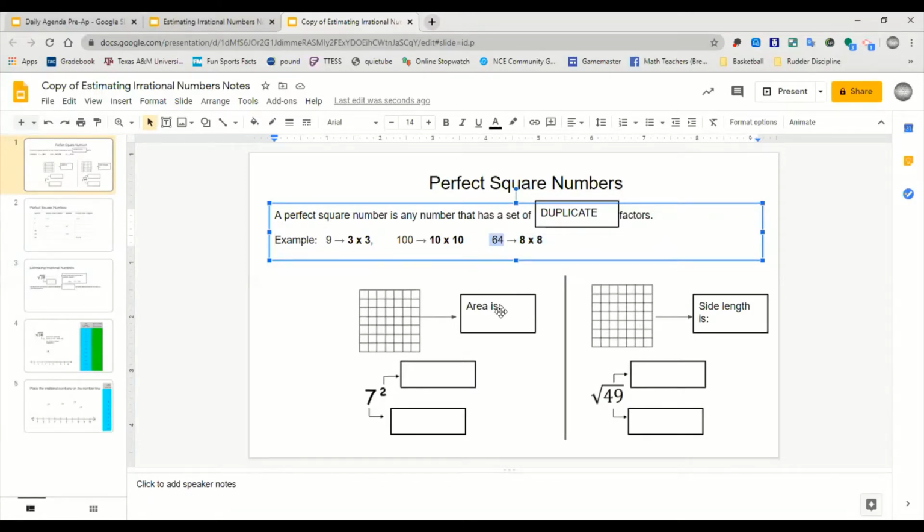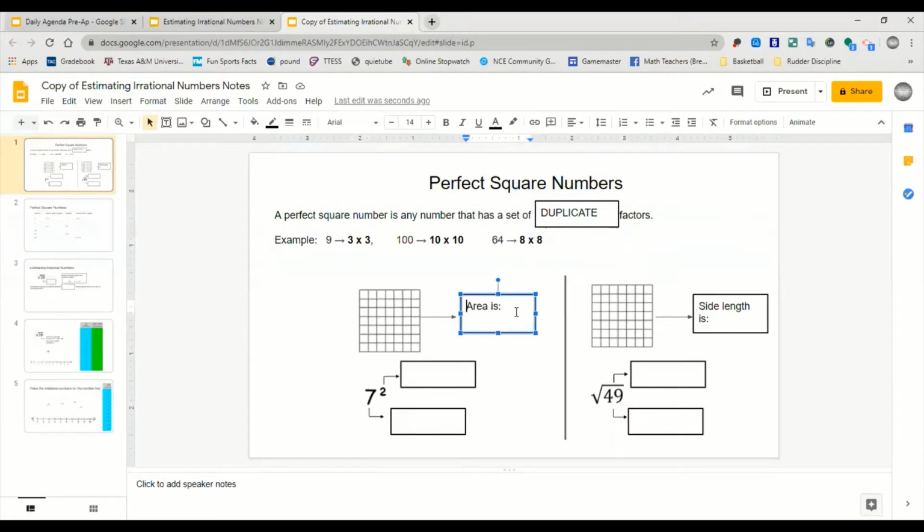All right, so when we look at a picture of a square, area is going to represent a perfect square number. These numbers are very unique. Only certain numbers can be considered square numbers. Not every number is a square number, because not every number has a duplicate factor, like 8. There's no number that I can multiply by itself to make 8. I can do 4 times 2, 8 times 1, but I can't do 4 times 4, 2 times 2, or 8 times 8. It doesn't have a duplicate factor.